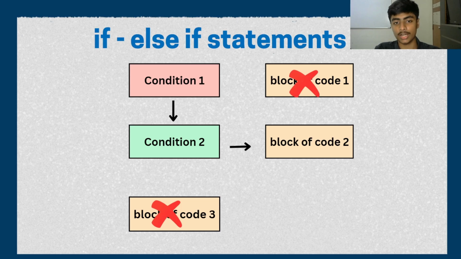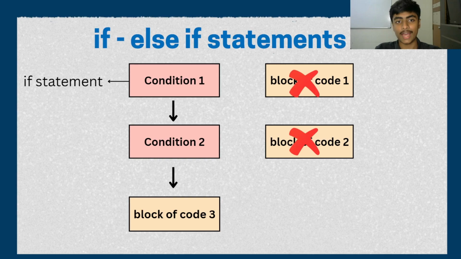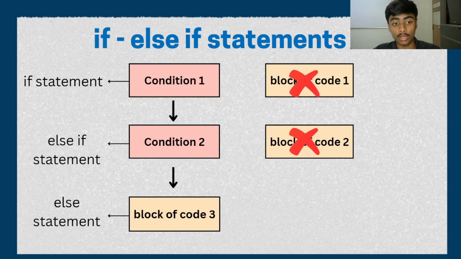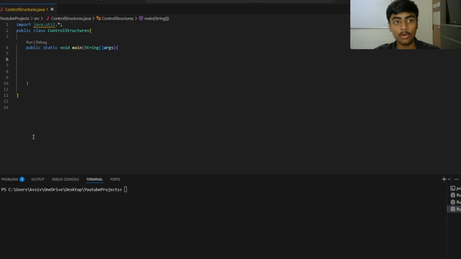However, if our second condition was false, we're going to ignore our second block of code and move on to the final third block of code. Here, our first condition acts as our if statement, our second condition acts as what's called our else if statement, and our third block acts as our else statement. And now we're going to implement our if else if statement in a program.